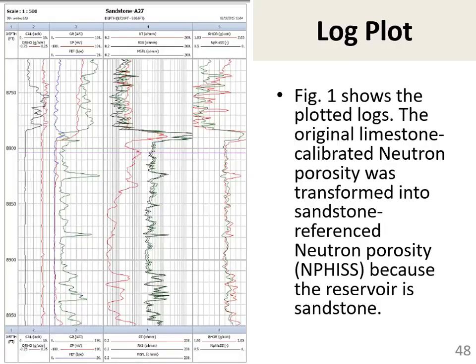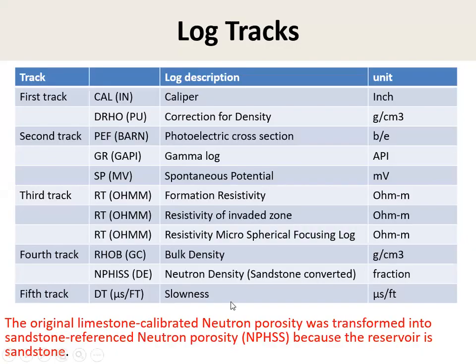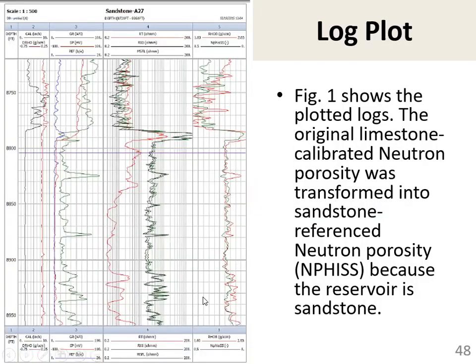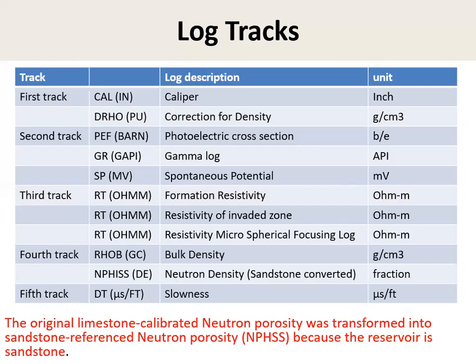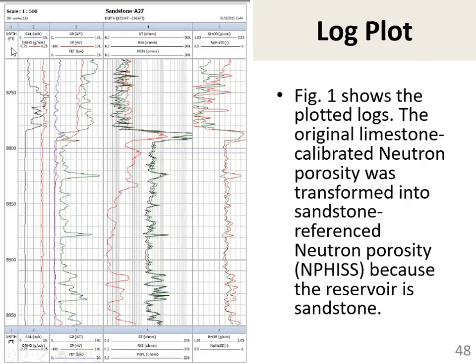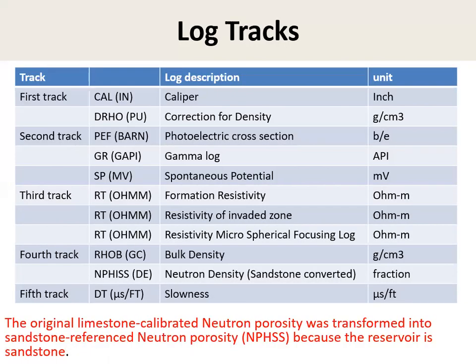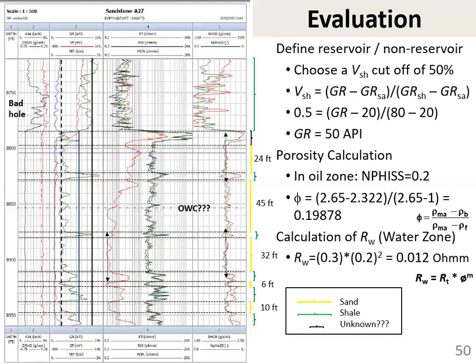I think the only difference is that the fifth track doesn't reflect here. So just as I mentioned, even though this is track 1, the depth is not considered as a separate track. So this is just a description of what you have in the different tracks. The sonic log was not displayed in the log taken from the book. So now let's go into the interpretation.